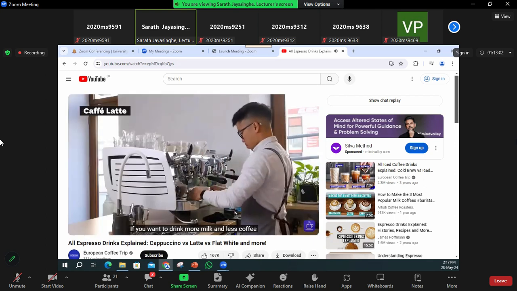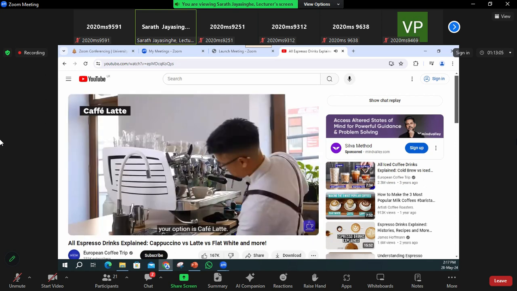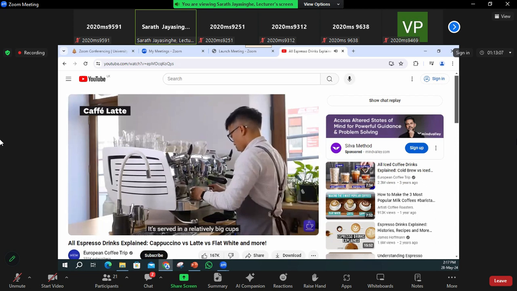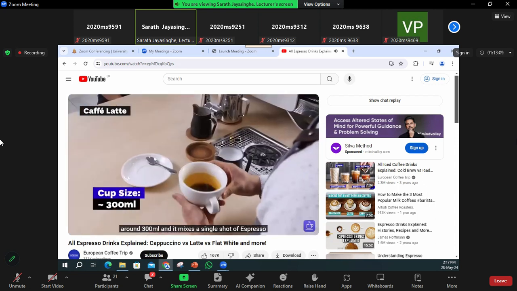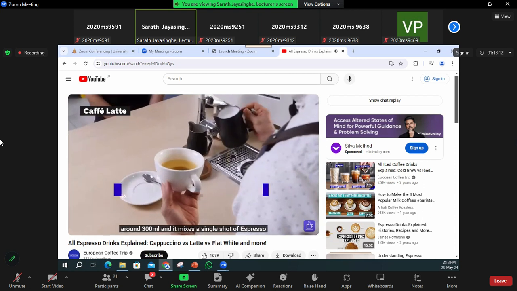If you want to drink more milk and less coffee, your option is cafe latte. It's served in relatively big cups, around 300 milliliters, and it mixes a single shot of espresso and foam milk.